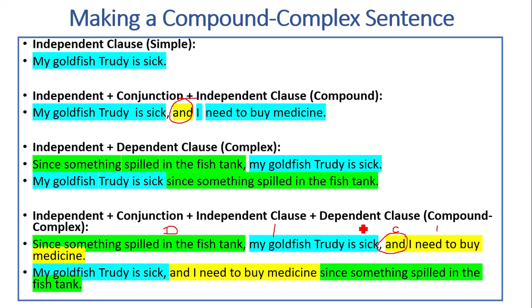My goldfish Trudy is sick, and I need to buy medicine since something spilled in the fish tank. So independent, conjunction, and independent, that's the compound part, right? And then the dependent clause, here, that's what makes it compound complex.